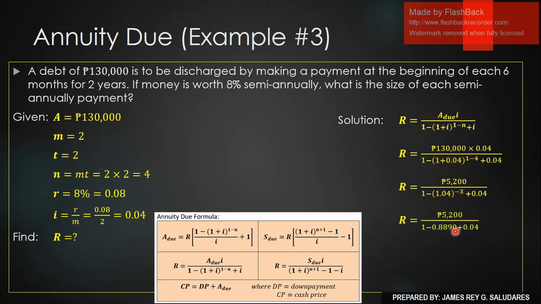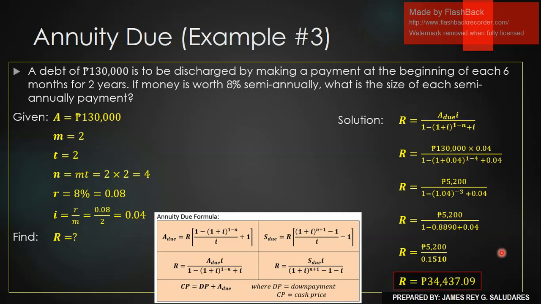Simplify. 5,200, copy. 1.04 to the power of negative 3 is 0.8890, plus 0.04. Then simplify further the denominator, 0.1510. The numerator 5,200 divided by this denominator, therefore your periodic payment is 34,437.0.